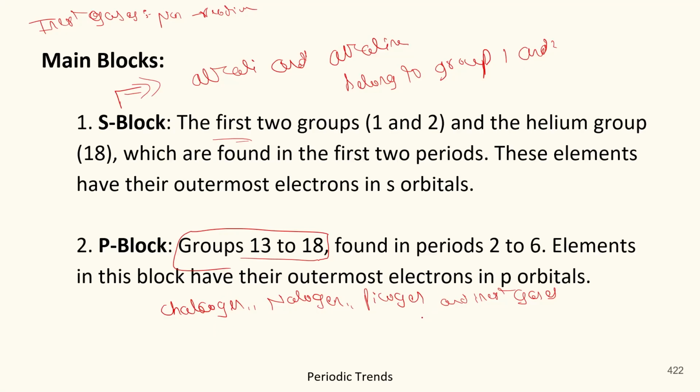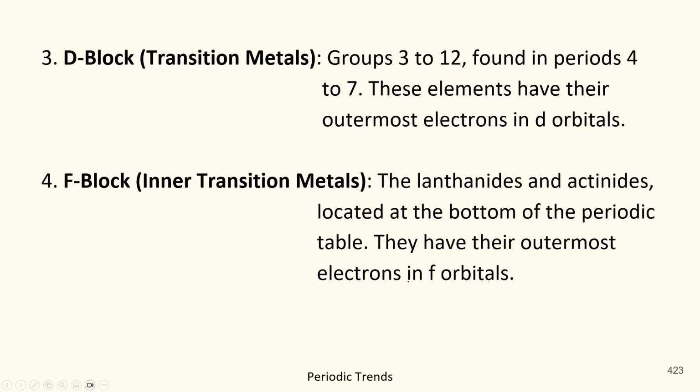Now D block basically contains transition elements, and they belong to group 3 to 12. Group 3 to 12 is basically occupied by these elements. And the last one is the F block elements, which are basically known as inner transition, and they are normally radioactive.